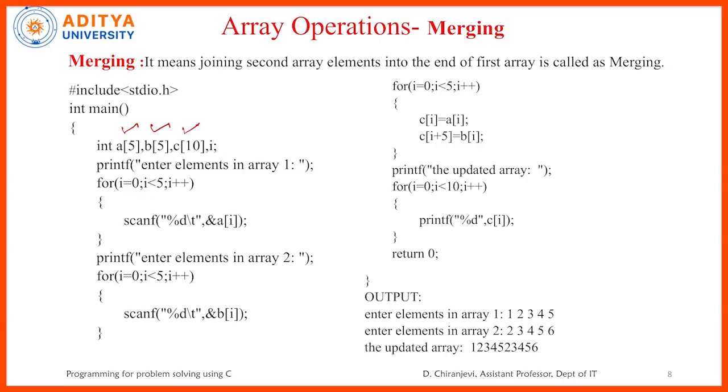The third array is of size 10, and I is the initializer. Now the user has read the elements for the first array, so a message is printed, enter array elements are, so this message will be displayed. Now by using this for loop and scanf, we read the elements index 0 to index 4.